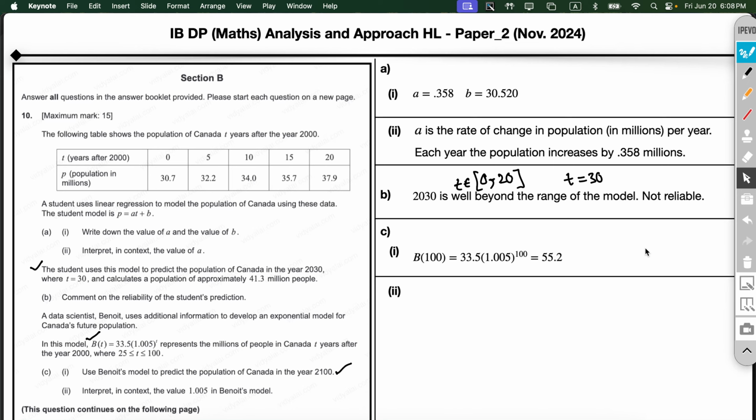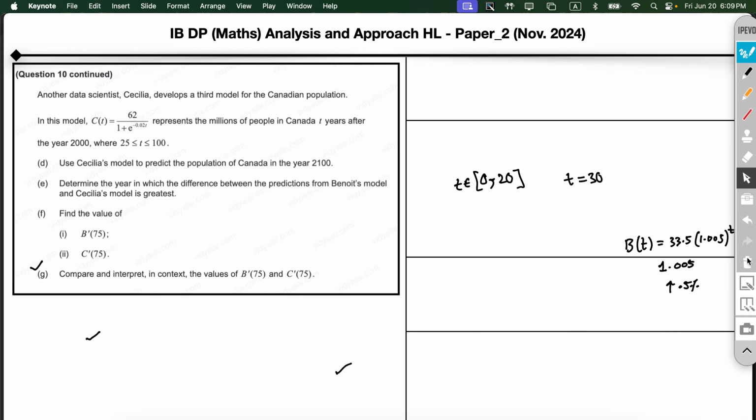Interpret in context the value 1.005 in Benoit's model. Here, look at b of t as 33.5 times 1.005^t. If I increase t by 1, like I go ahead by 1 year, then the population gets multiplied by the factor 1.005, which means that the population increases by 0.5%. So that is the interpretation of this value 1.005: the population increase rate over the previous year is 0.5%.